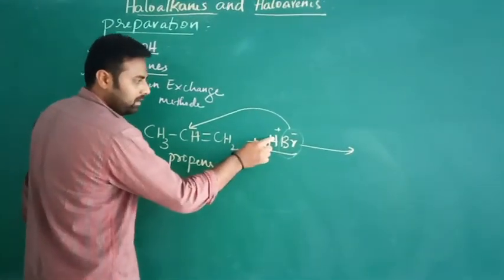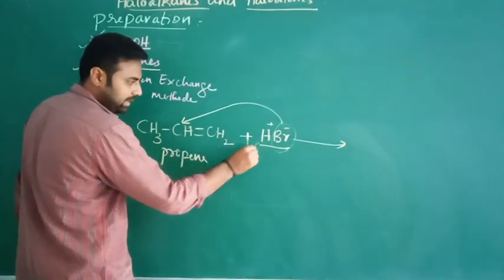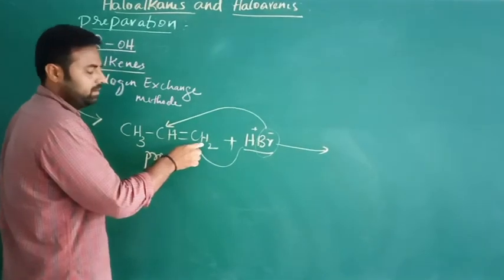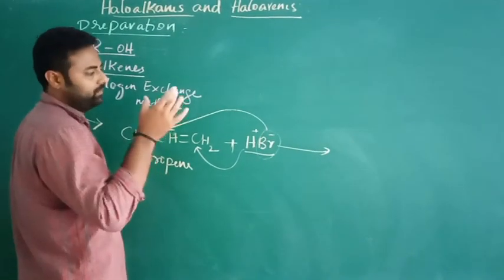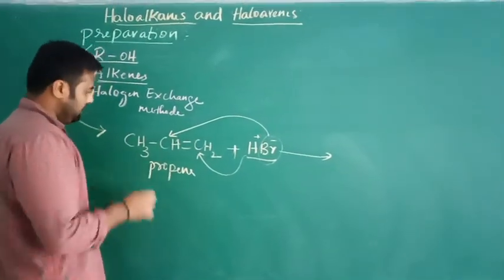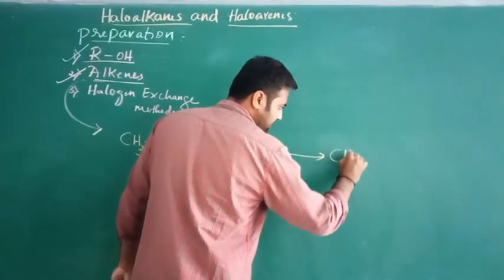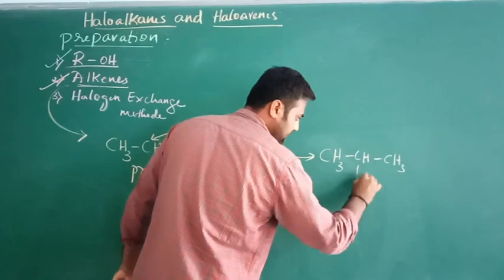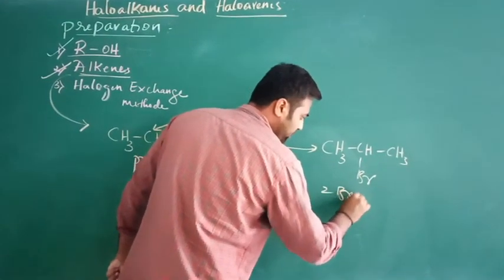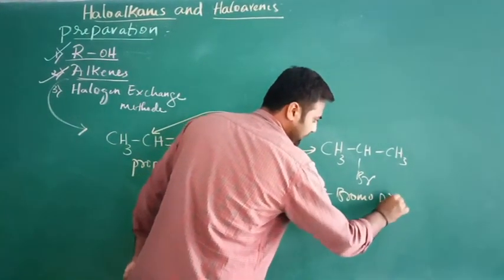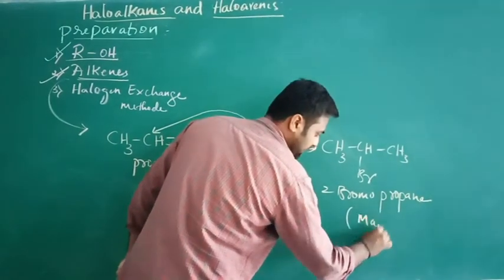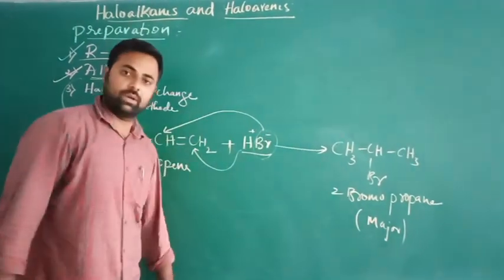And the remaining positive part of this reagent will attack the doubly bonded carbon which contains more hydrogen atoms. This gives the Markovnikov product, that will be CH3, CH, Br, CH3. That is 2-bromopropane, and it is the major product according to Markovnikov's rule.